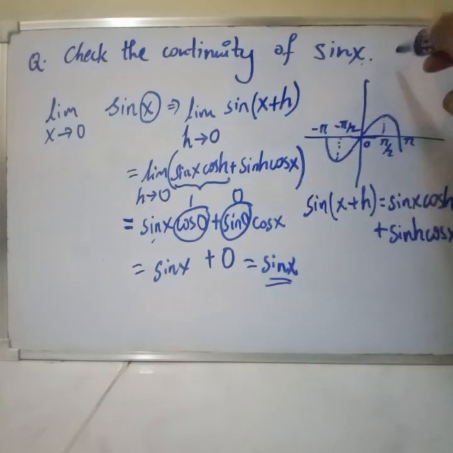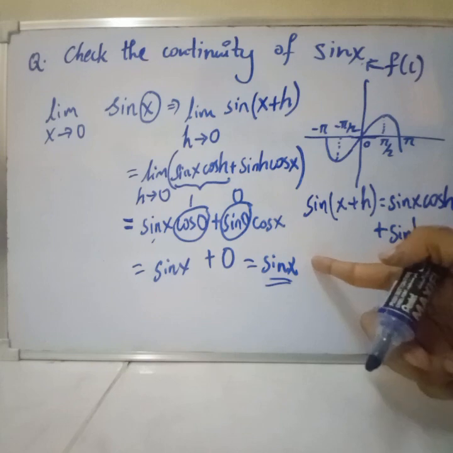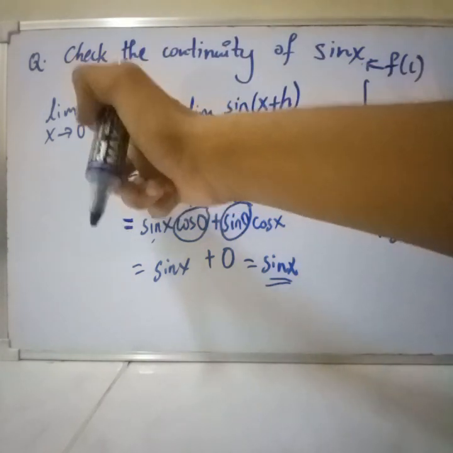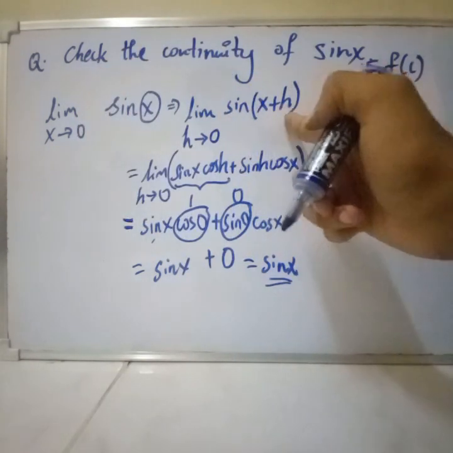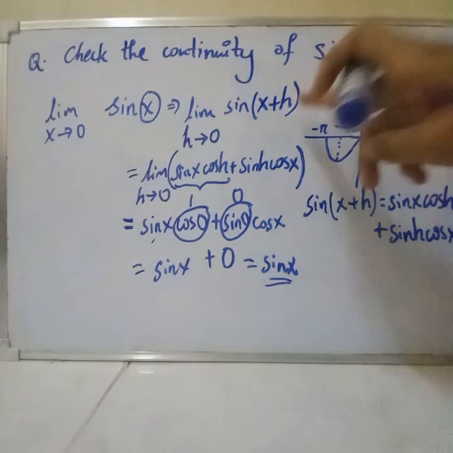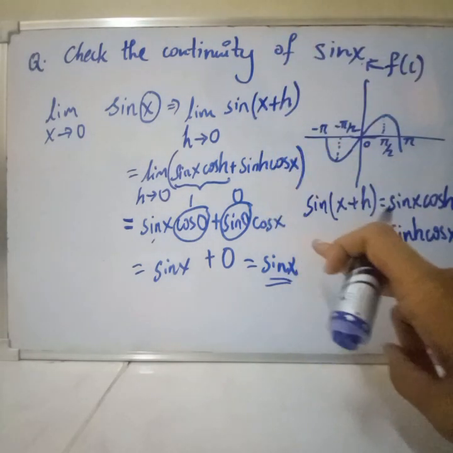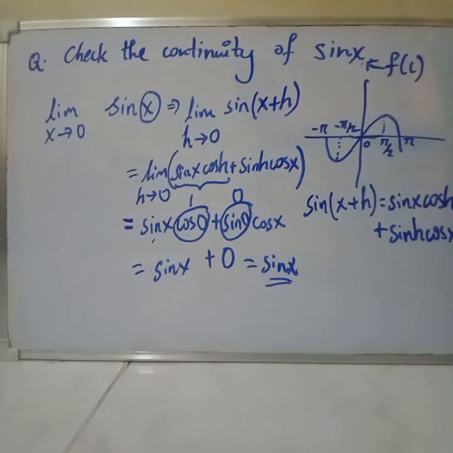So when you check our f of c, it is actually equal to sine x only, right? So when we take the limit as h tends to 0 of sine of x plus h, we arrive at the final answer sine x. So as both of them are equal, because we arrived at this result, finally we can say that sine x is continuous at all points.